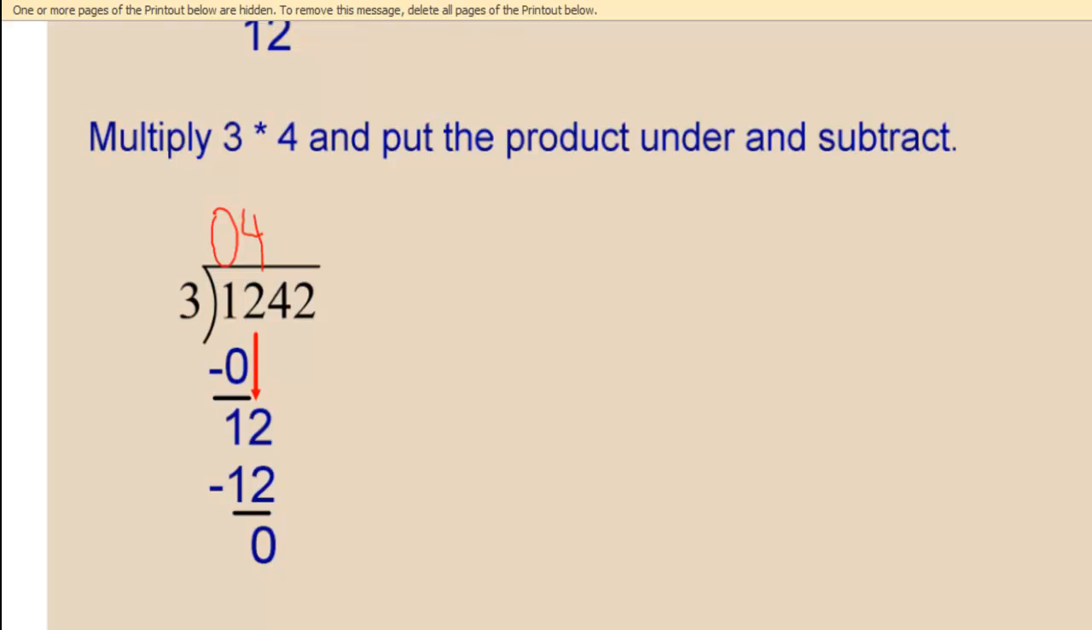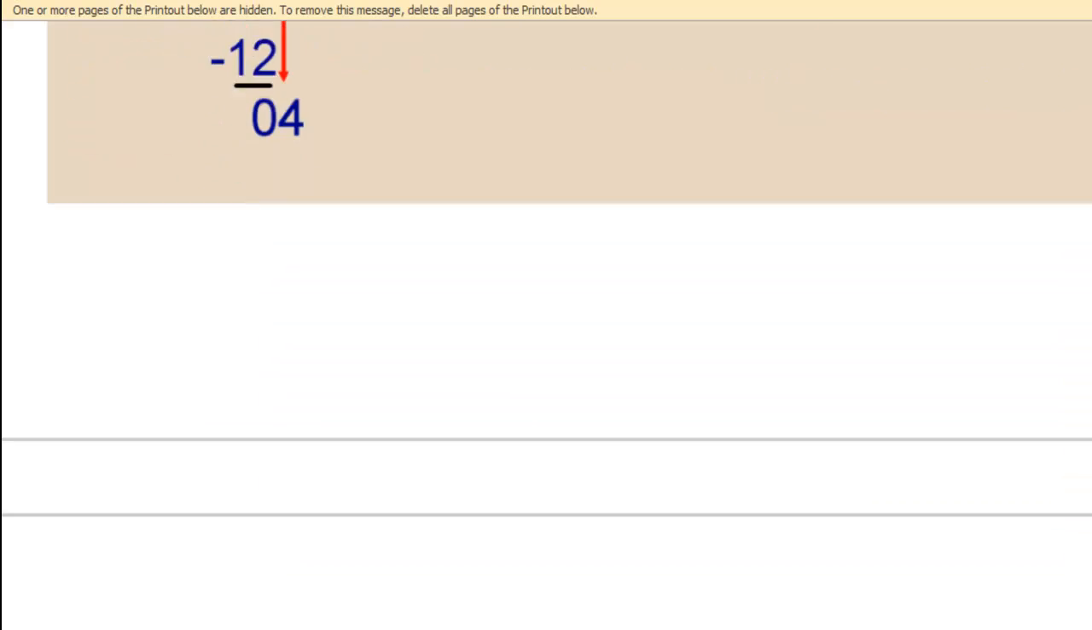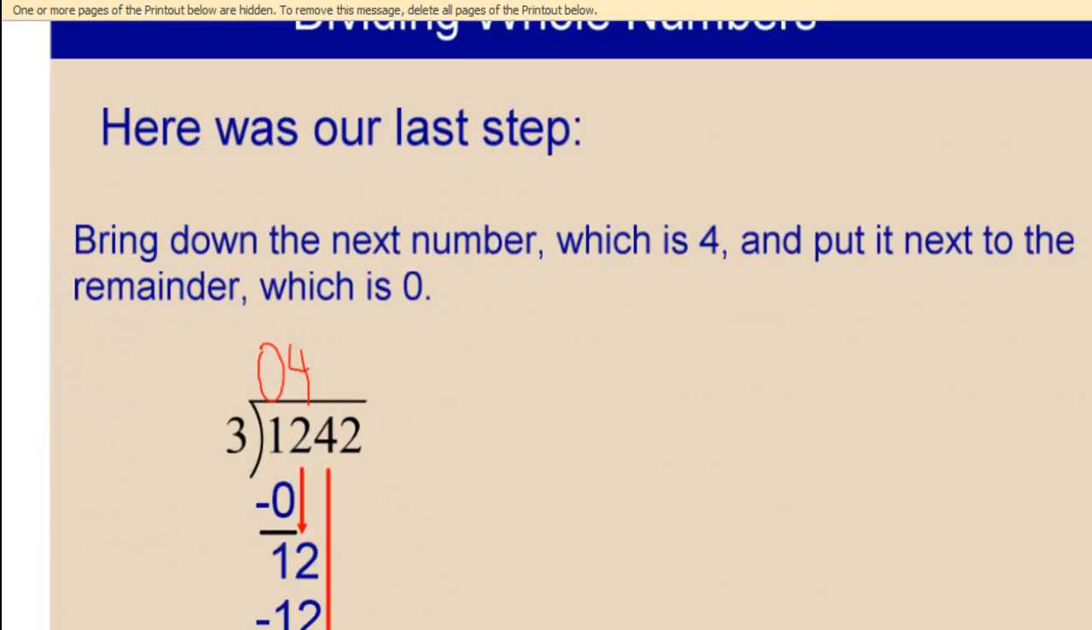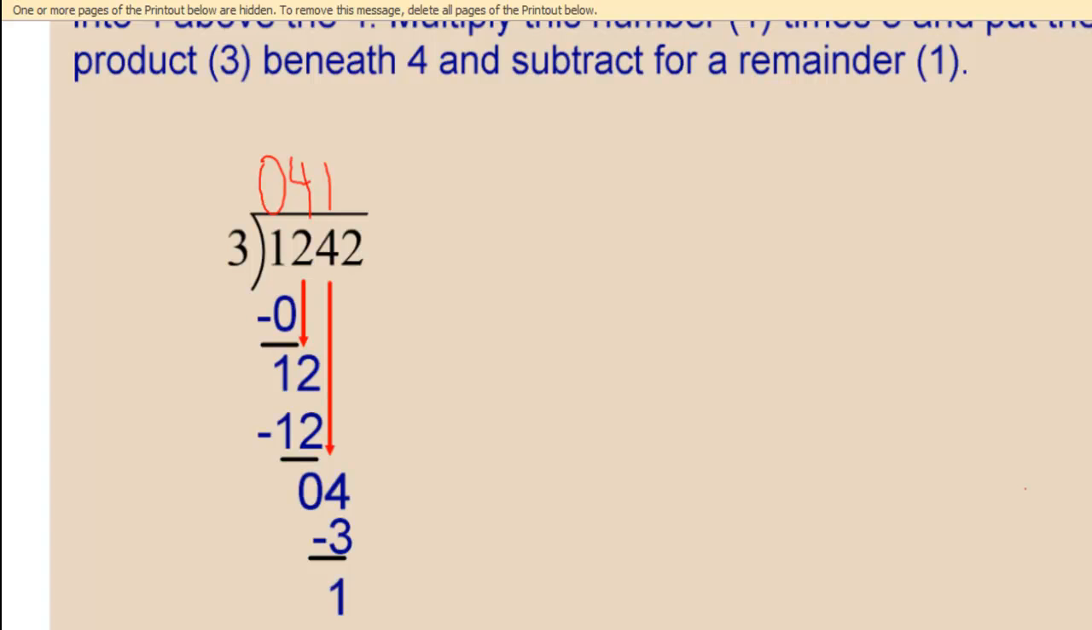So next I'm going to bring the 4 straight down to put beside the 0. Notice how I'm keeping everything lined up. So 3 goes into 4 one time. I multiply 3 times 1 to get this 3. And I subtract to get my remainder of 1.